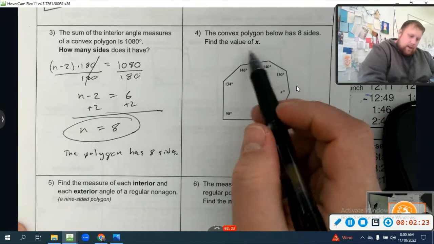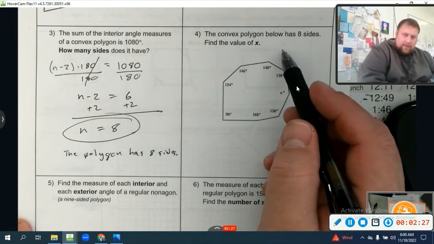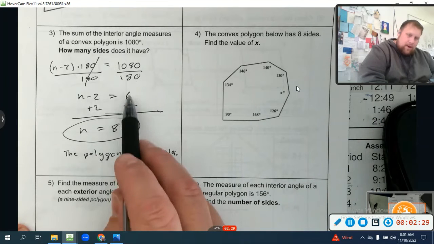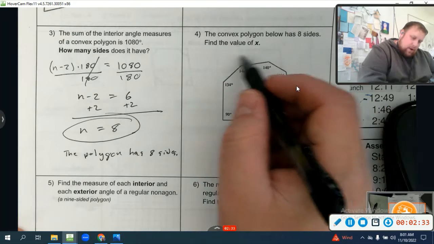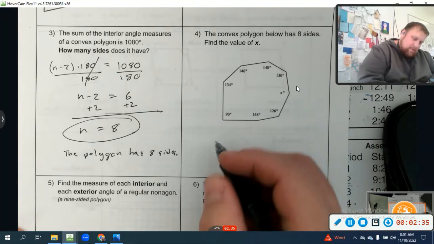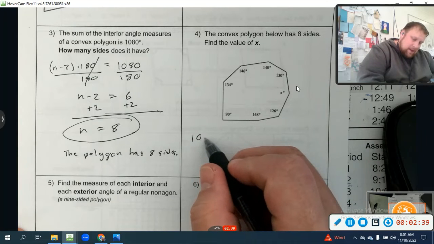All right. Now, this says the convex polygon below has 8 sides. Find the value of x. Well, we already know from this one over here, an 8-sided figure adds up to 1,080 degrees. So I know that all of these should add up to 1,080. So to solve for x is kind of a pain, but here's what you do.